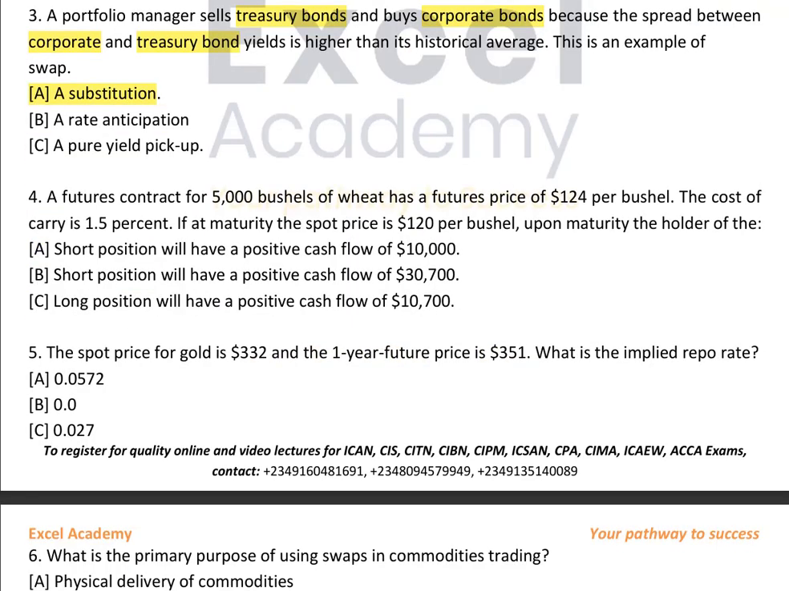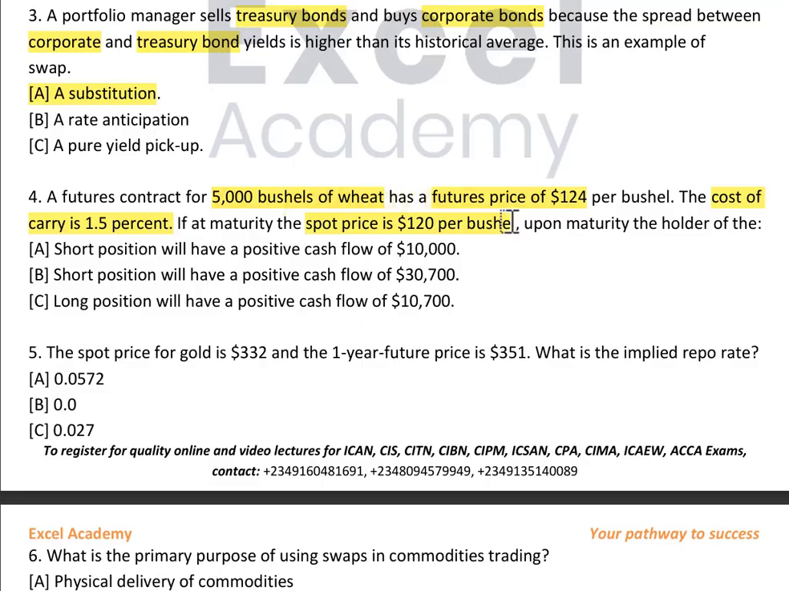Number 4, a futures contract for 5,000 bushels of wheat has a future price of $124 per bushel. The cost of carry is 1.5%. If at maturity the spot price is $120 per bushel, upon maturity the holder of the dash. So now we have to calculate this. In this case, we need to ascertain the profit. How do we do that?